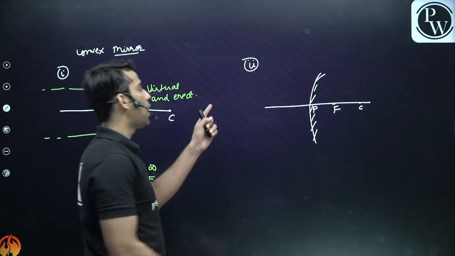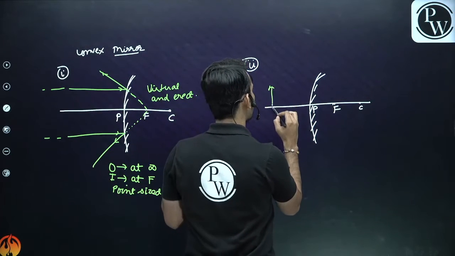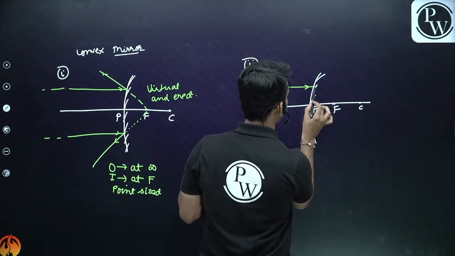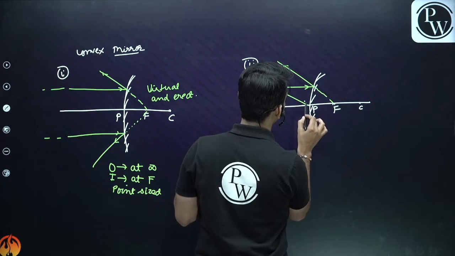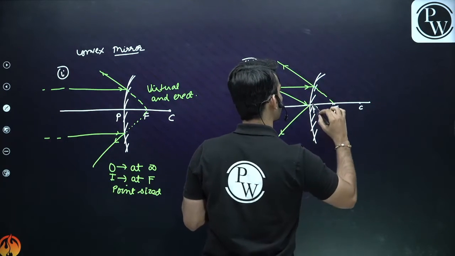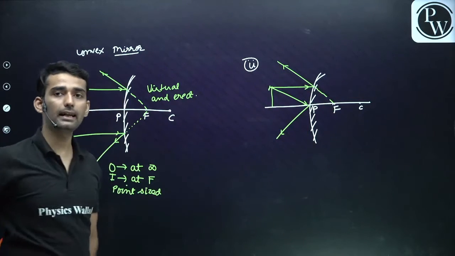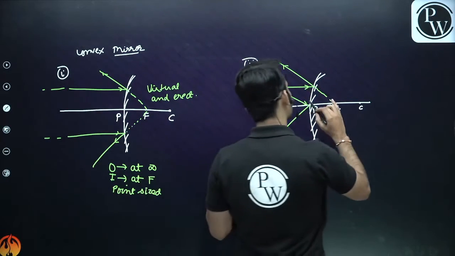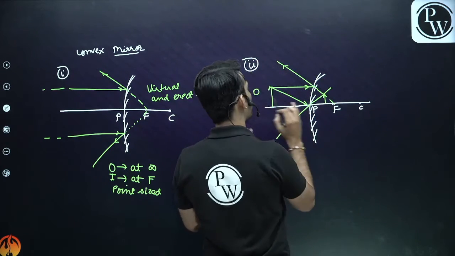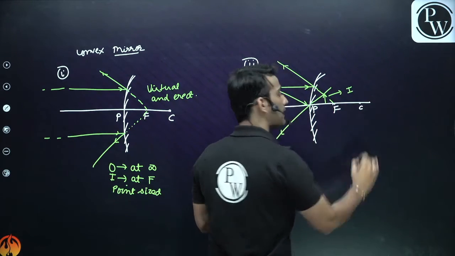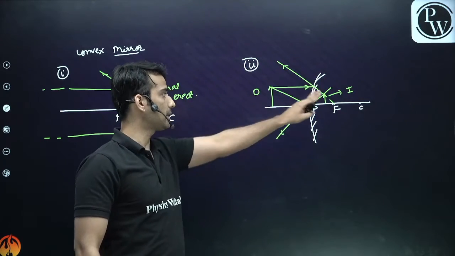Clear? Now bring the object closer to the mirror. So again, the same parallel rays will appear to be coming from focus and then passing through P, and they will go like this. Now these rays won't meet in actual, but if you back extend them, they appear to come from here. So this is the object and this is the image, guys.